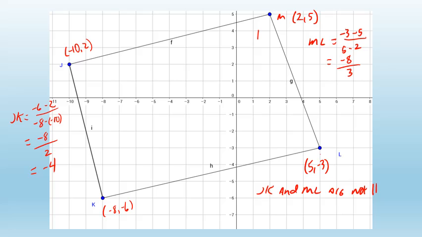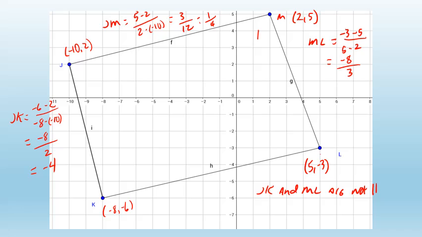Just in case we went in a different order, let's look at JM right quick. That would be 5 minus 2 over 2 minus negative 10. 5 minus 2 is 3, and 2 plus 10 is 12. So the slope of JM is 1/4.